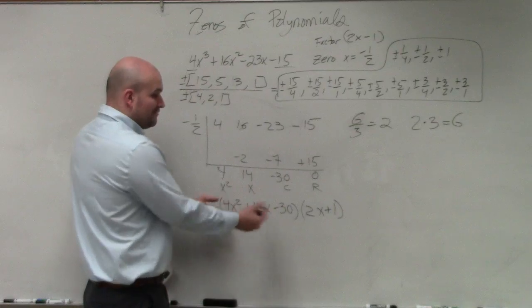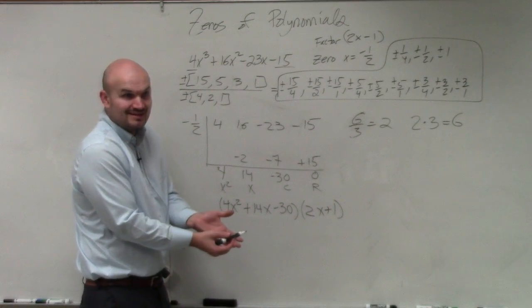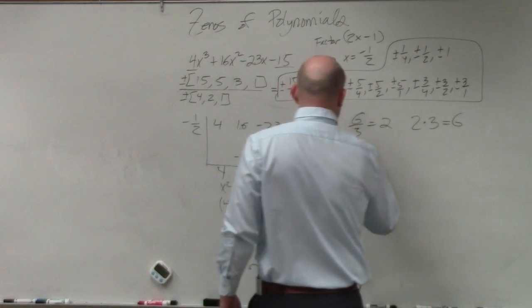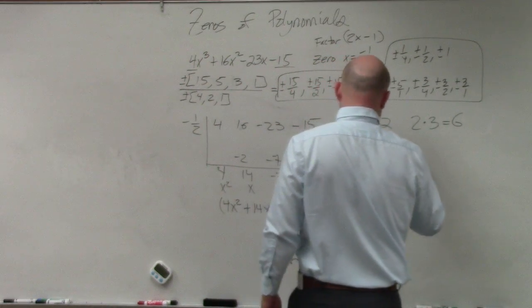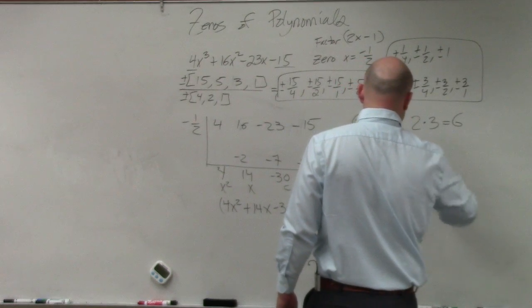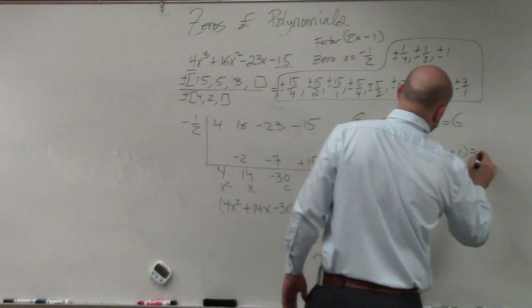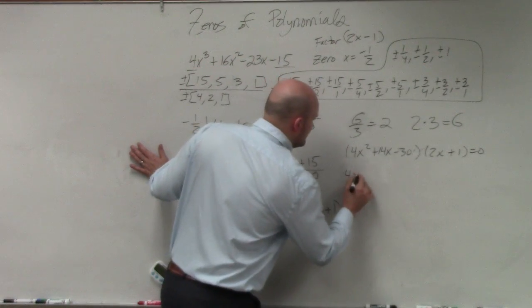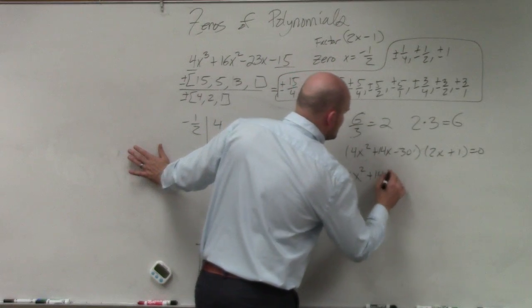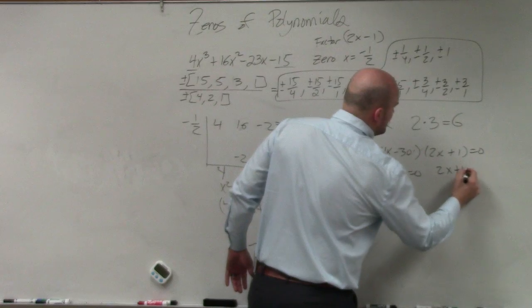So what's important, though, if we have two factors and we want to find the zeros, what do we set our factors equal to? 0. So I have 4x squared plus 14x minus 30 times 2x plus 1 equals 0. Now we just apply the zero product property. So I set 4x squared plus 14x minus 30 equals 0, and 2x plus 1 equals 0.